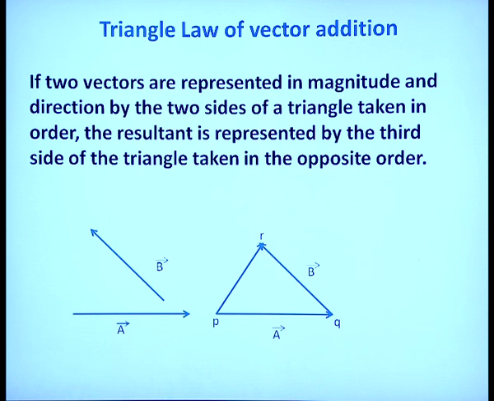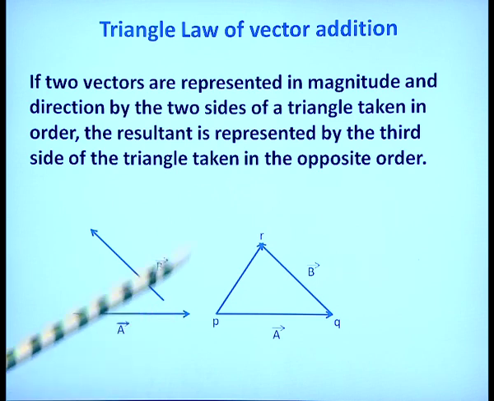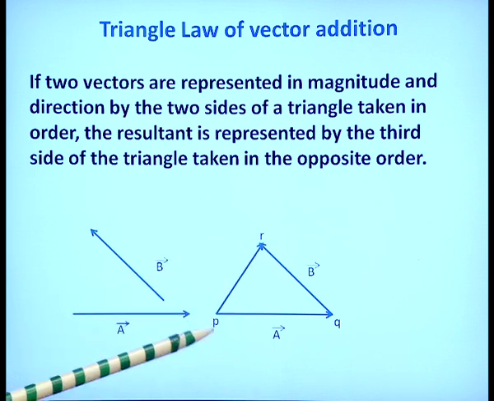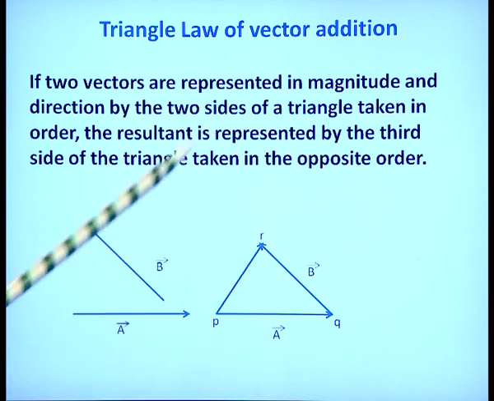So, according to the law, the two sides of a triangle are represented by the two vectors A and B, and they are in the same order. The direction you can see, they are in the same order. So, according to this law, the third side of the triangle, that is PR, will represent the resultant of the two vectors A and B, and that is taken in opposite order, because PQ and QR are in anti-clockwise direction, but PR is in clockwise direction. So, this is the result of addition of two vectors.